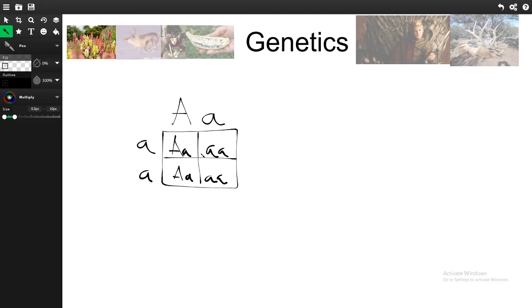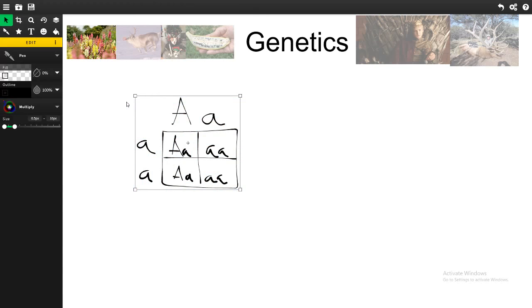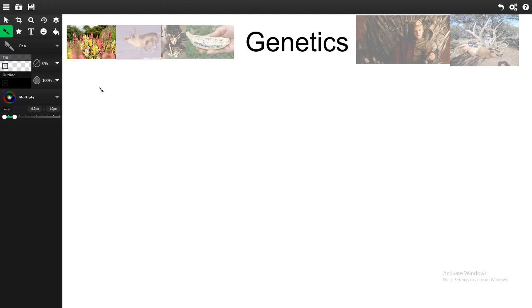Allele frequency itself, you can see, for the red allele would be just 1 out of 4, or in this case 2 out of 8. So 25% red allele, and the remaining 75% would be the white allele. So again, very basic stuff.